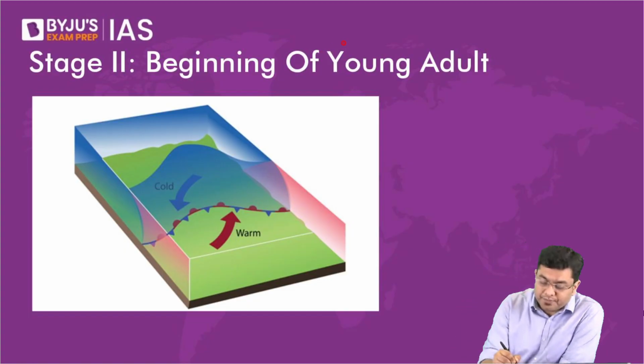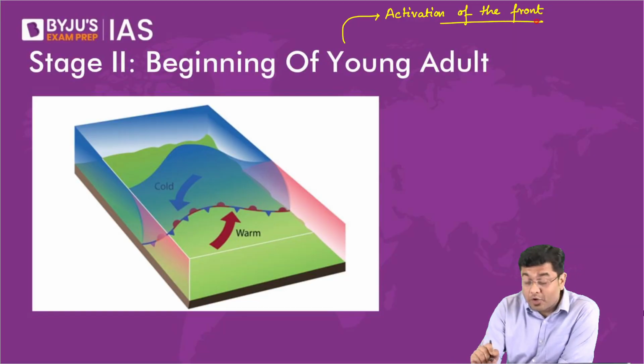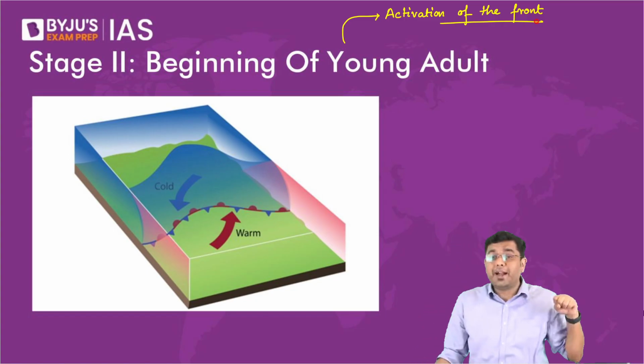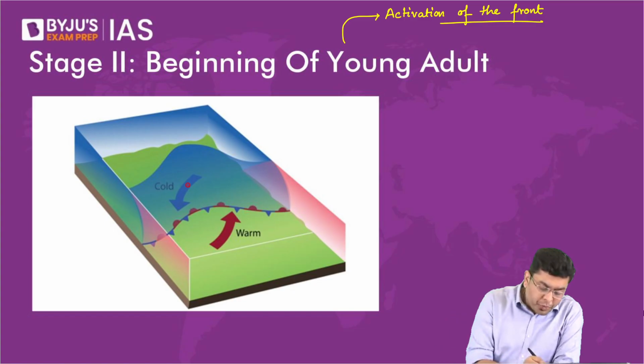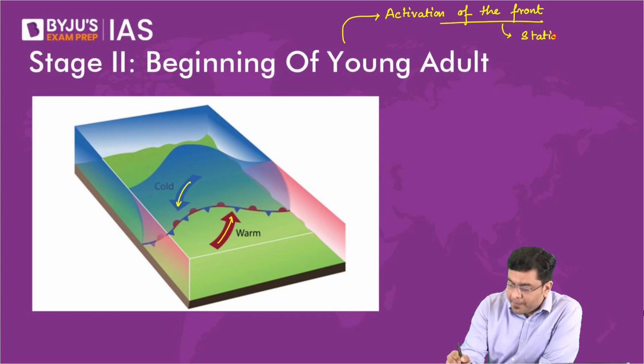So you have activation of the front. And again, understand the chronology. Chronology is very important here. So activation of the front starts to happen. Cold air is pushing in from one area, warm air is pushing in from another region. So the stationary front starts getting deformed.